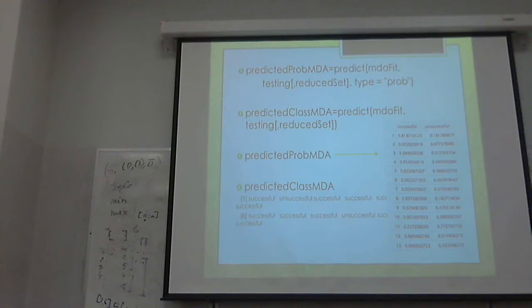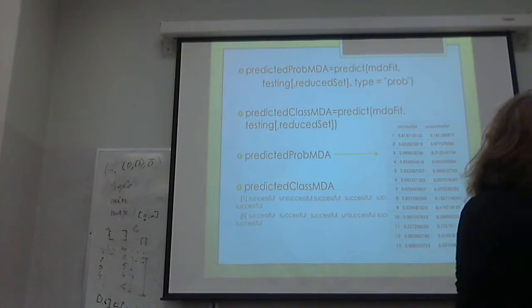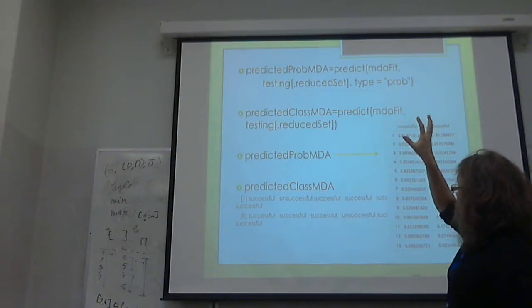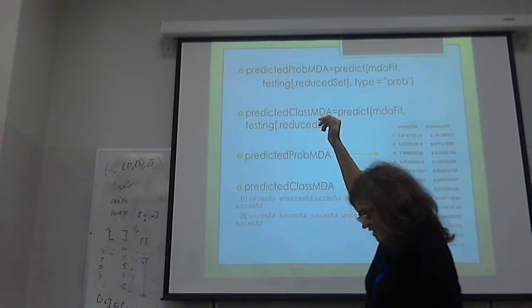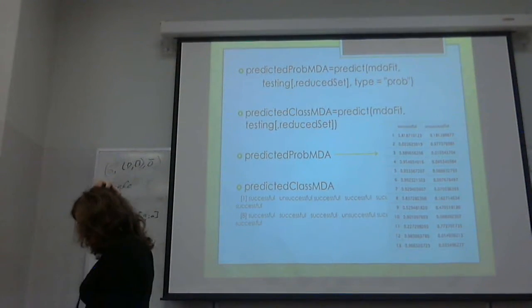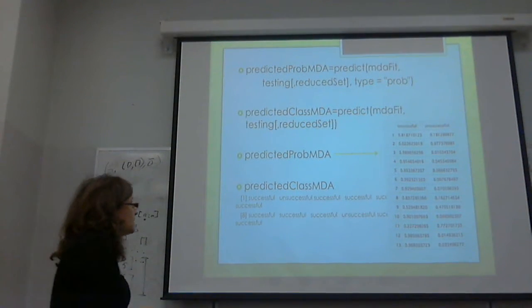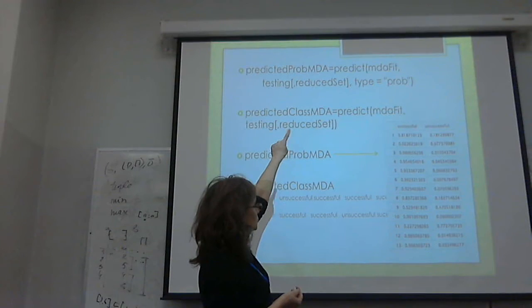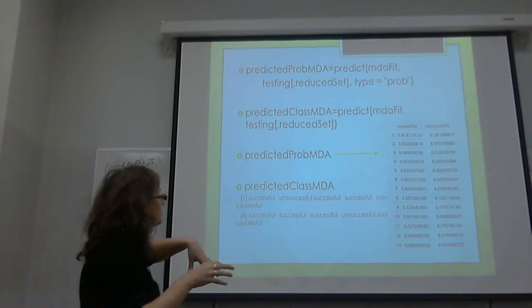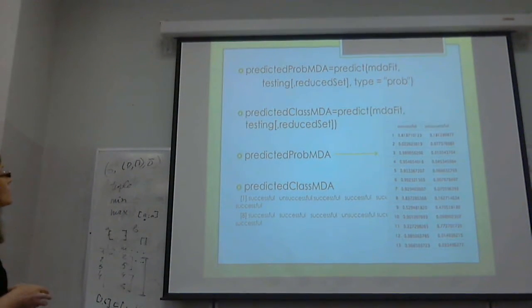So the block means you run predict twice, because the first time you predict only classes without calculating probabilities. And the second time, you predict probabilities. To predict probabilities, you have to explicitly type probability. And then you have both.